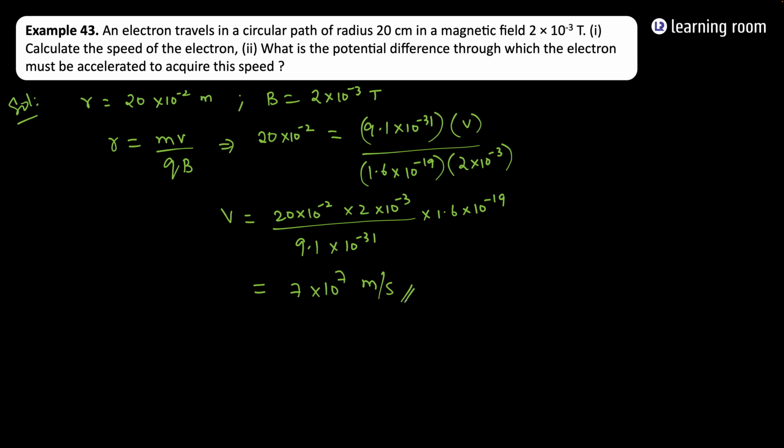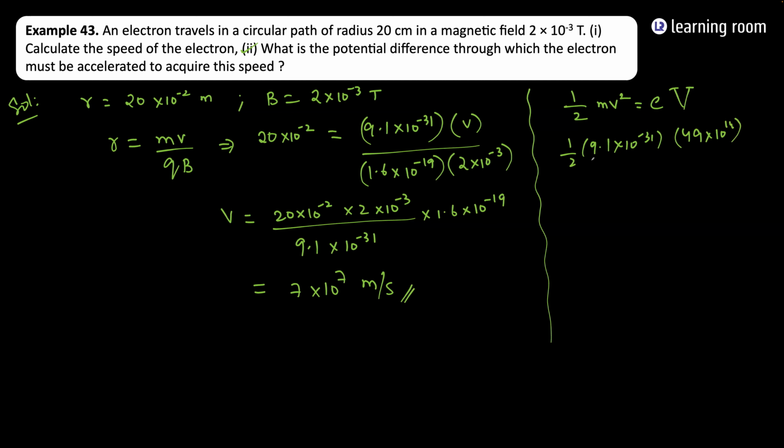Listen to this. What is the potential difference through which the electron must be accelerated to acquire the speed? For this, what we are going to apply is half mv square is equal to E into V, where V is going to be the potential difference. So half into what is going to be the mass of the particle? 9.1 into 10 power minus 31 into v square is 49 into 10 power 14, the whole divided by what is going to be the charge? It will be 1.6 into 10 power minus 19 is equal to how much? V.